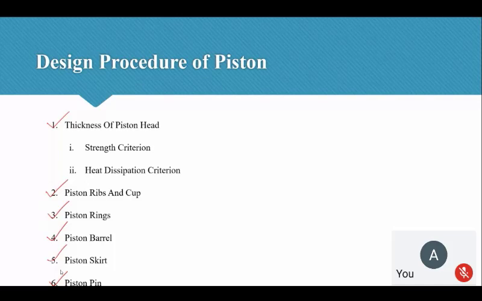Mind you, the design of piston further depends on whether you are using strength criteria or heat dissipation criteria. While designing the piston, you have to try with both criteria, strength criteria and the heat dissipation or thermal criteria, and whichever gives you the higher value, you need to select that as the thickness of piston and go further. I hope this point is clear. So the design of piston will be based on these 6 steps.